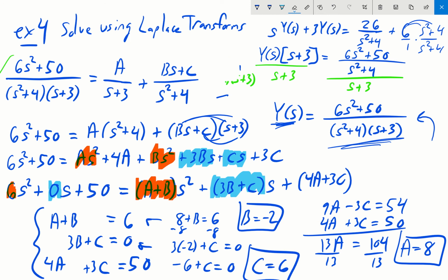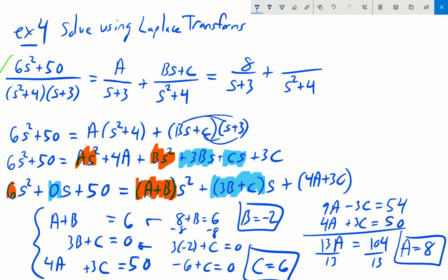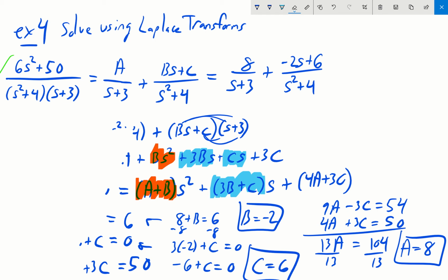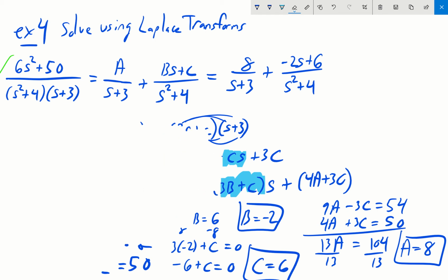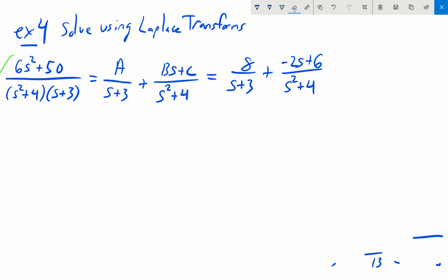But this is good for us because now we're able to actually go ahead and split apart our y of s function. So the partial fraction decomposition for y of s looks like this. We said it was a over s plus 3. That's going to be 8 over s plus 3 plus bs plus c, where b is negative 2 and c is equal to 6. And now that we did this, we can go ahead and find the solution by doing the inverse Laplace transform. So this is equal to y of s.